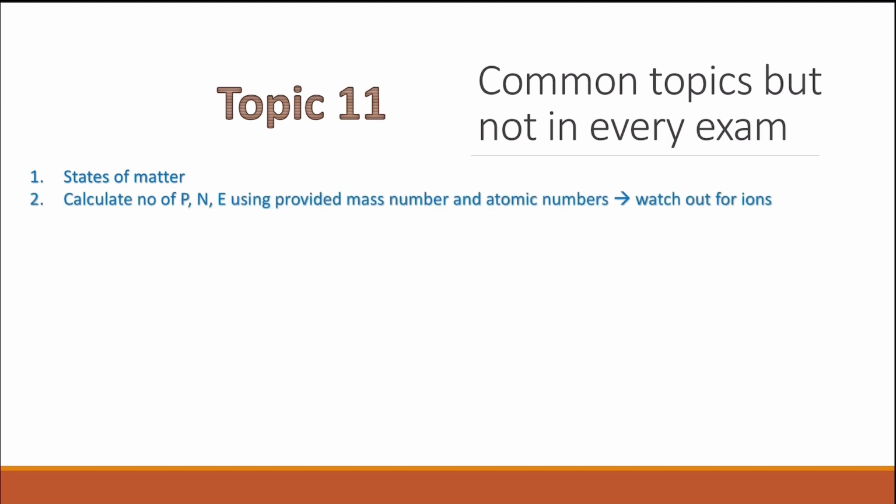Also, one of the very easy questions that comes up in the exam, not in every single exam though, is the calculation of the number of protons, neutrons, and electrons for certain provided elements or ions, and they will provide you with the mass number and atomic number. So when you do this, watch out for ions. If there is a positively charged ion or negatively charged ion, the number of electrons will be different from the number of protons. Naming ionic compounds and the formula of ionic compounds using provided ions as well.